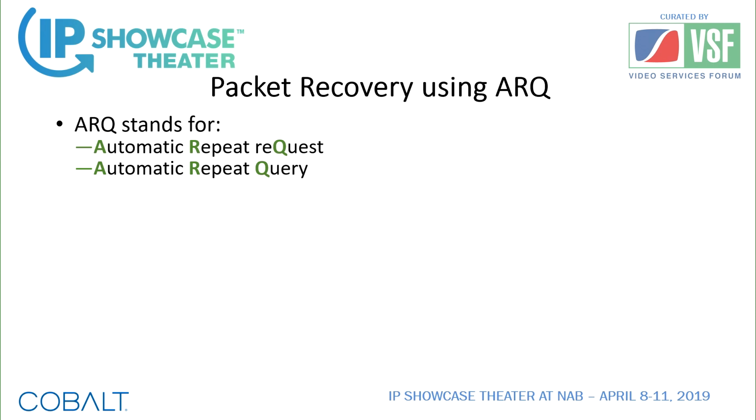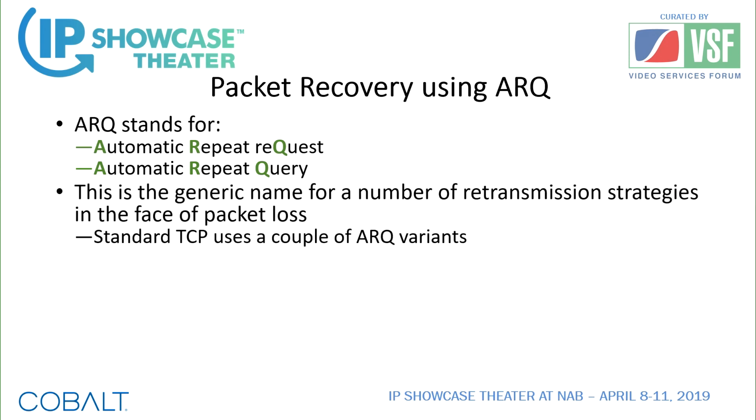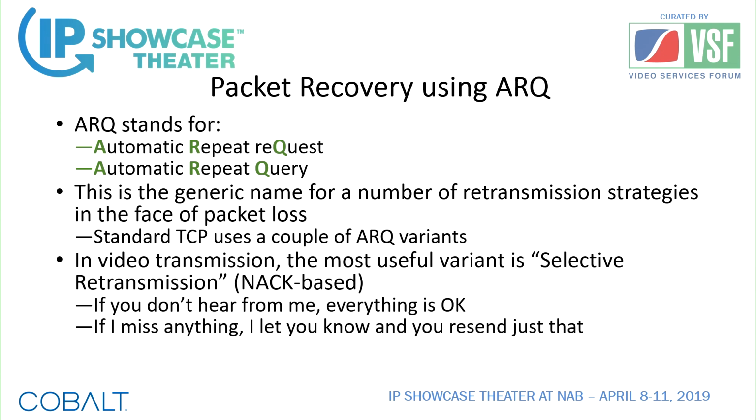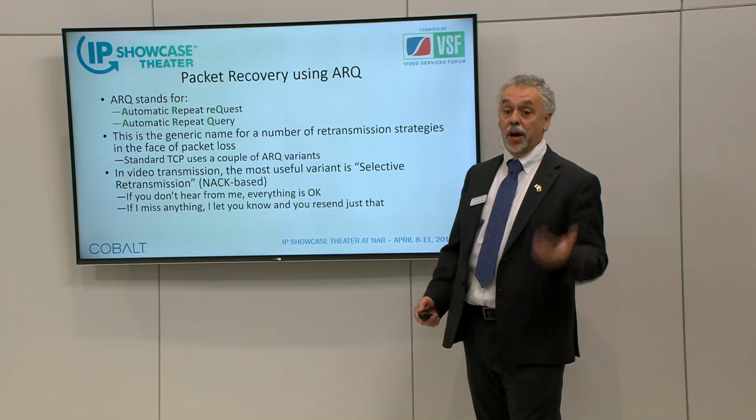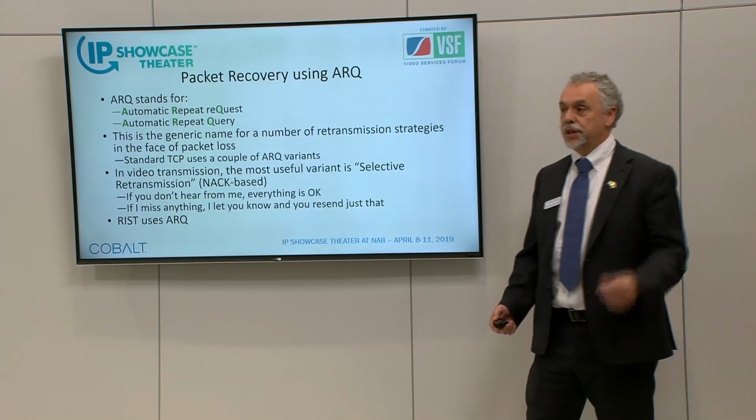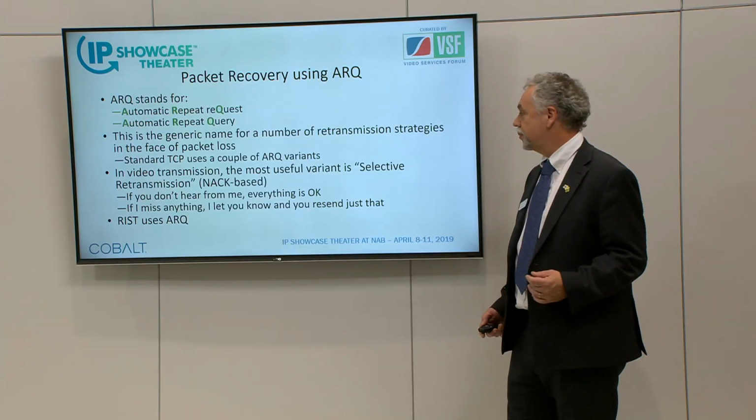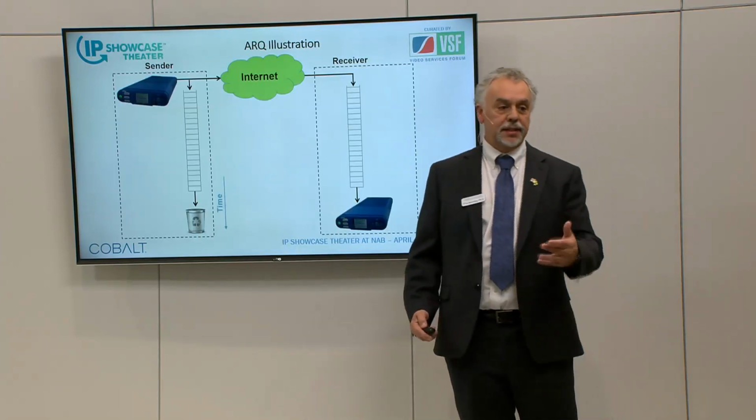So, packet loss recovery. The technique used in RIST is called ARQ, Automatic Repeat Request or Query. And this is a name for a number of retransmission strategies that are used in the face of packet loss. TCP uses some of that. And it's pretty simple. It's basically, if I don't hear anything from you, everything is fine. But if I've dropped anything, let me know and I'll resend it. The RIST protocol uses ARQ. So let's see how it works.